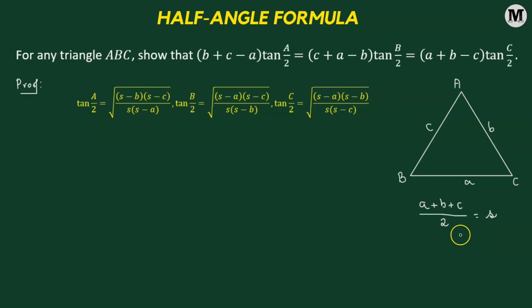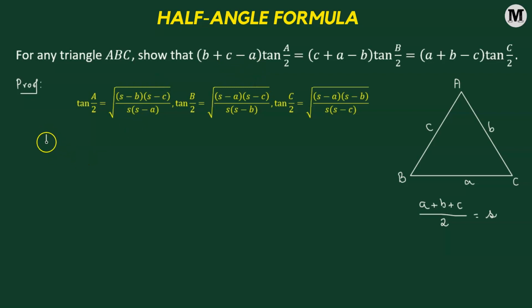Now, using this information, we can derive the tangent of the half angle of A, that means tangent of A over 2. That's given by the square root of (s minus b) times (s minus c) divided by s times (s minus a). Similarly, we can define the half angle formula for tangent b over 2 and tangent c over 2. Now we'll start with the first expression.